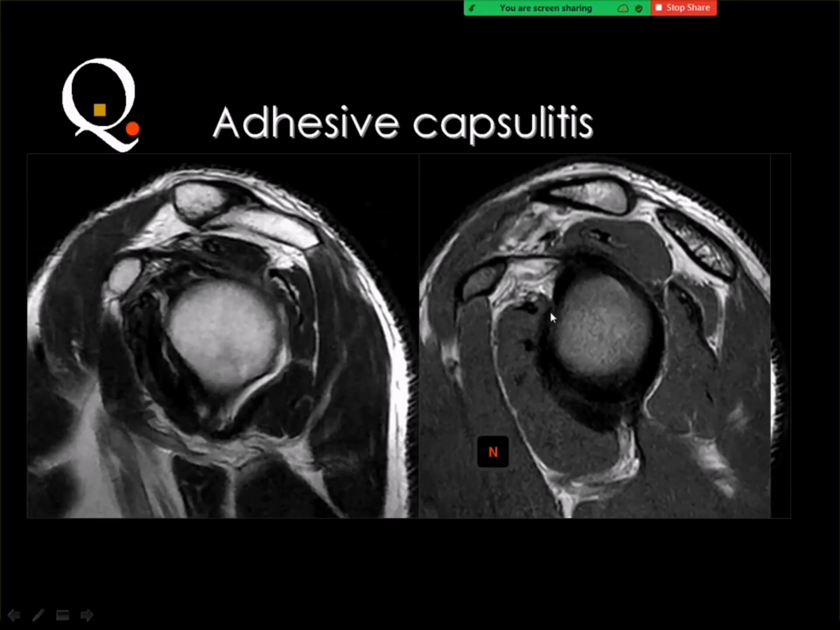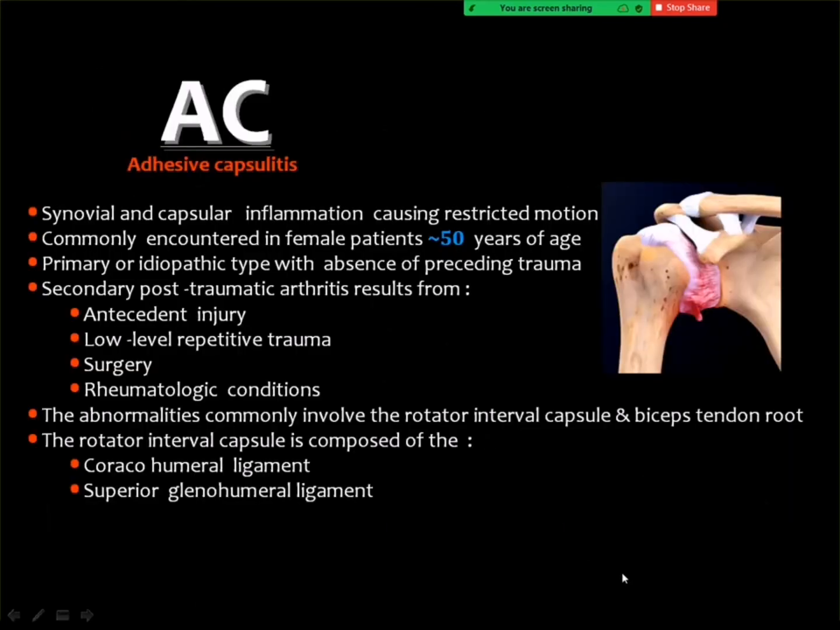This is the normal appearance. You see, this is the rotator interval between the supraspinatus and the subscapularis. And this is the coracohumeral ligament, and this is the fat in the rotator interval. You see that the fat is preserved, and this is the normal thickness of the coracohumeral ligament, but here the ligament is significantly thickened with obliteration of the surrounding fat.